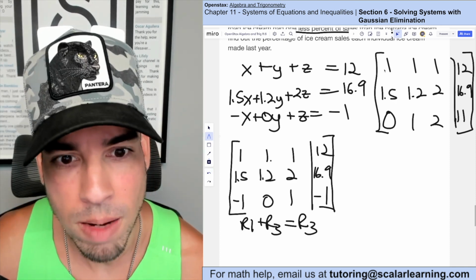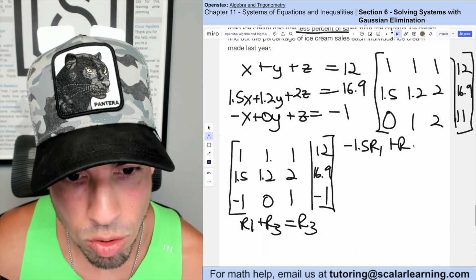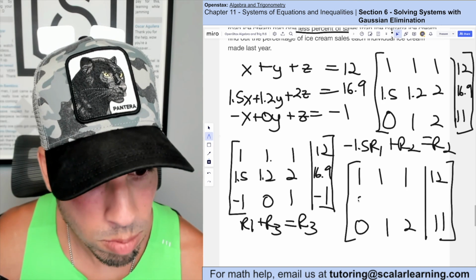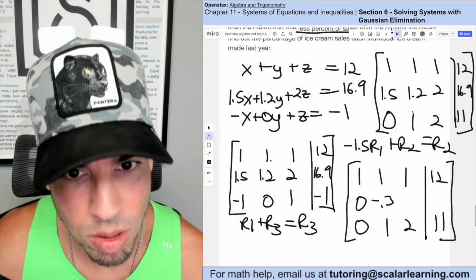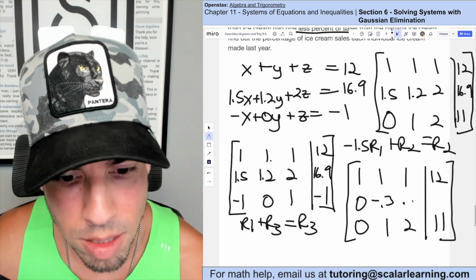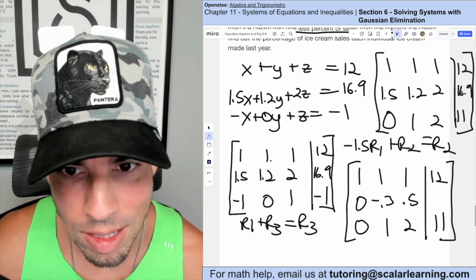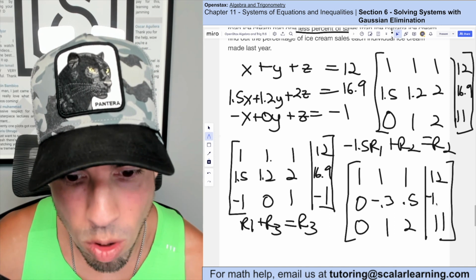I'm going to multiply the top row by negative 1.5 and add it to row 2. Let's write that out to get a new row 2, right? So we got negative 1.5 plus 1.5 is 0. Negative 1.5 plus 1.2 is negative 0.3. And negative 1.5 plus 2 is positive 0.5. And then negative 1.5 times 12 is negative 18. Plus 16.9 is negative 1.1.